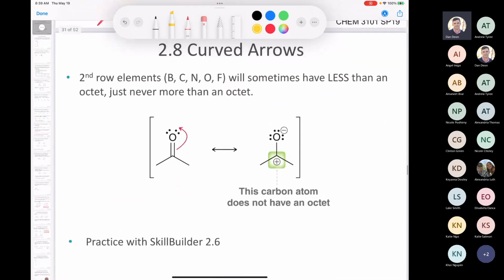Let's move on here. Here's something that you can do, though. It says second row elements will sometimes have less than an octet. That's totally cool. An element can have less than an octet. That's no problem. It will develop a charge, but we can't exceed the number of electrons. Take a look at this resonance structure here. There's nothing wrong with this resonance structure.